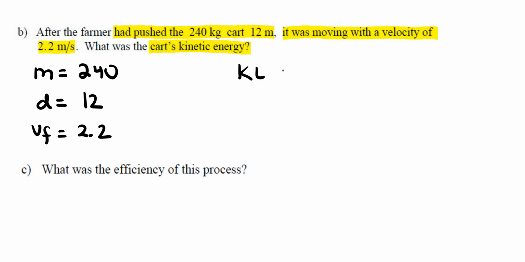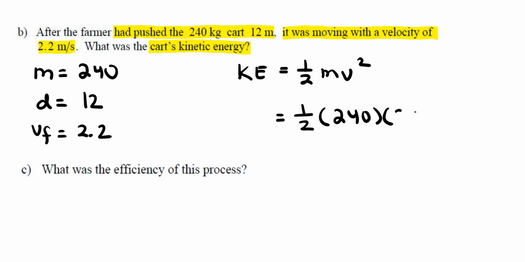Well, kinetic energy is simply equal to 1/2 mv squared. So here's my 1/2, my mass is 240, and the speed here is 2.2, and we just square that. Okay. And if we compute the numbers there, we get 580.8 joules for the kinetic energy there.